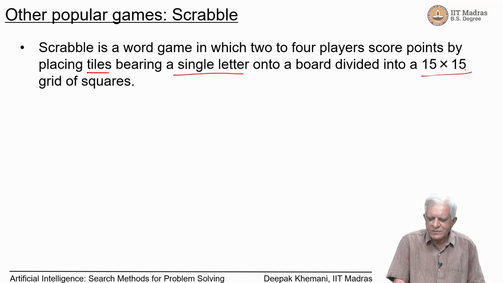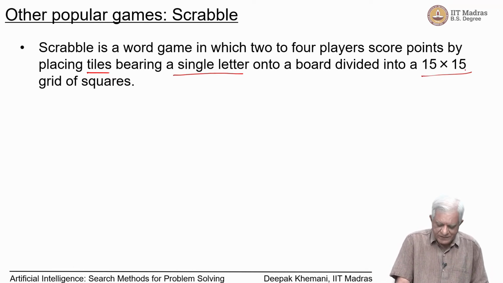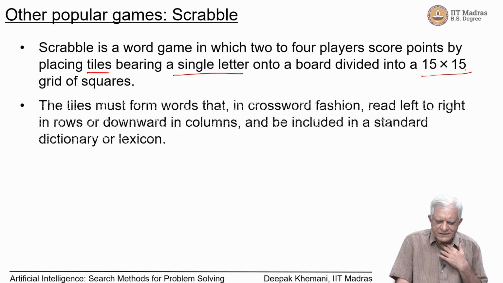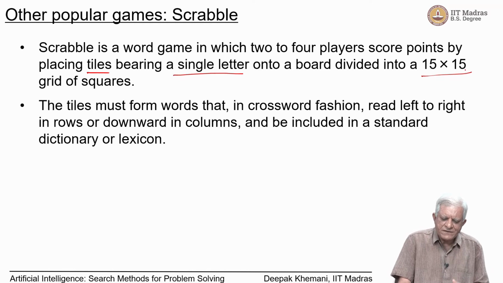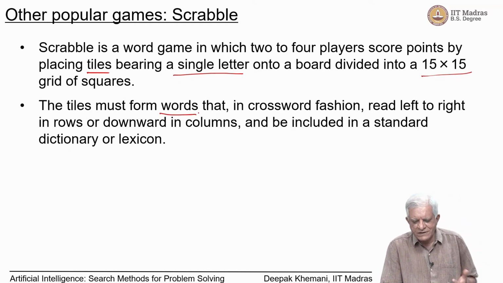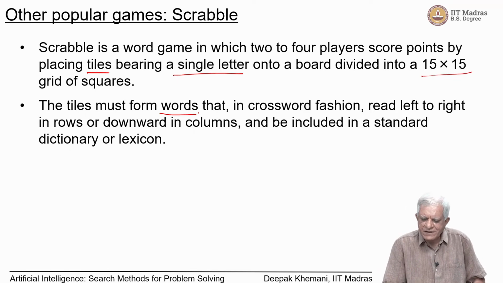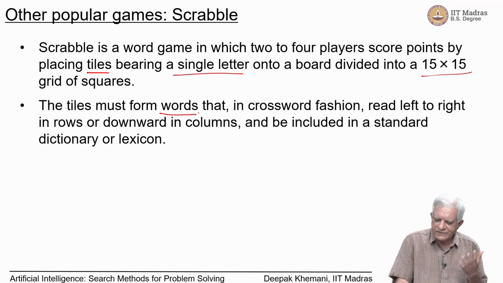So, it is also a largish board. It has rules that you may be familiar with, that you have single letter scores or double letter scores or triple letter scores, or single or double word scores or triple word scores, and things like that essentially. So, the tiles must form words. They must be recognizable or legal words in something like a crossword fashion.